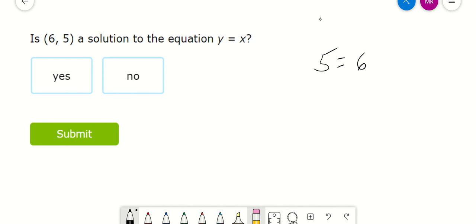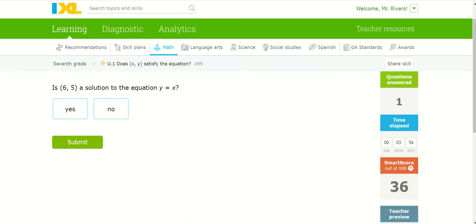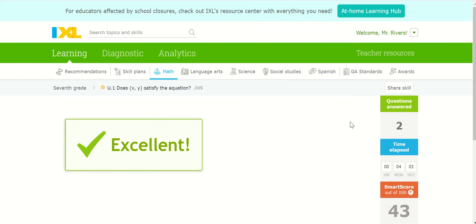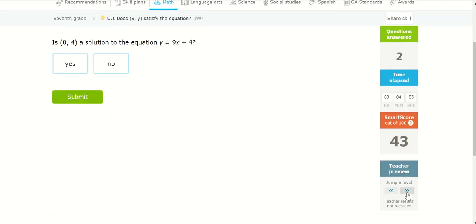Is 5 equal to 6? No, it is not. So no, this is not a solution. So we go back over here. 6, 5 is not a solution to y equals x. So no. Let's jump up another level. Oh, it looks like we're already at another level here.